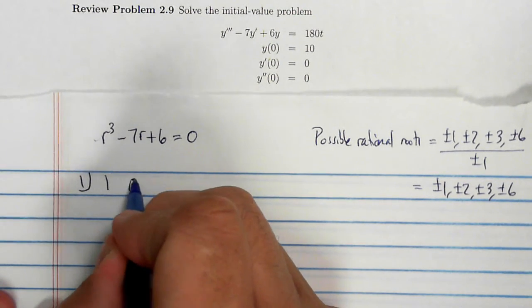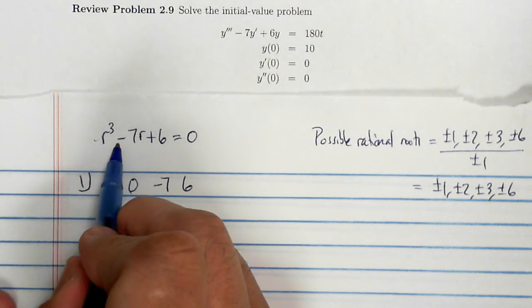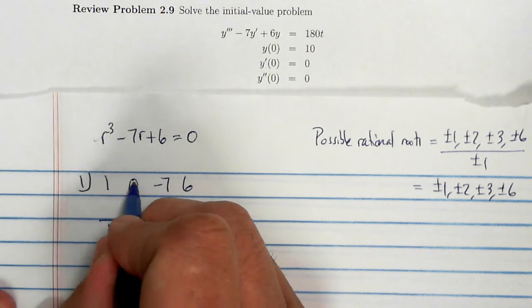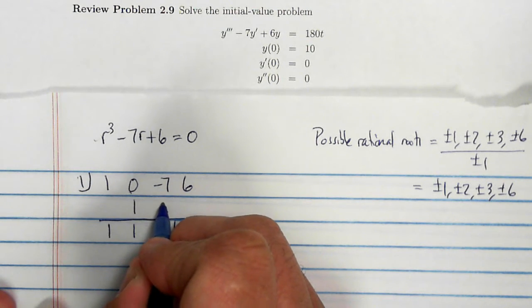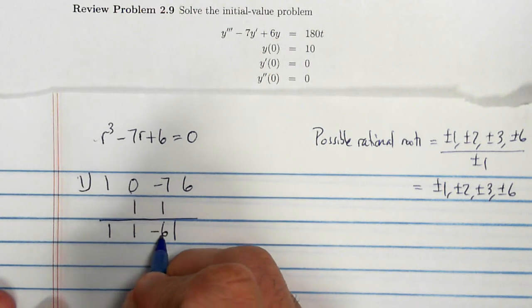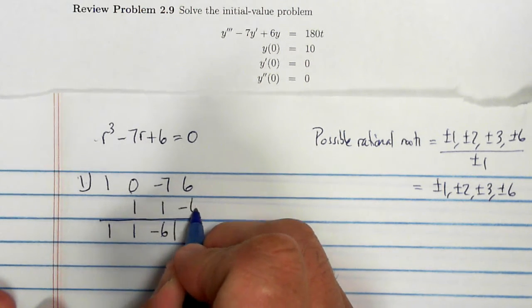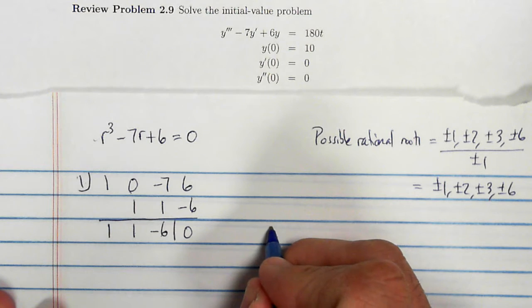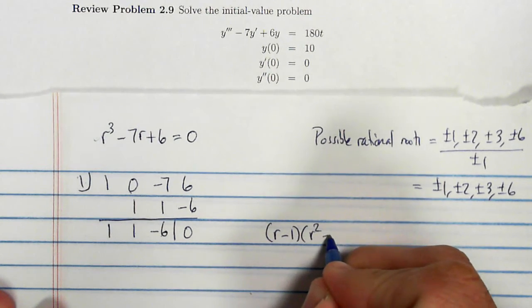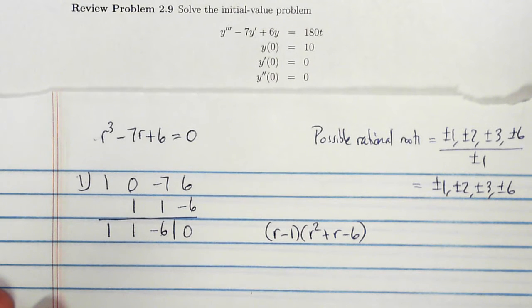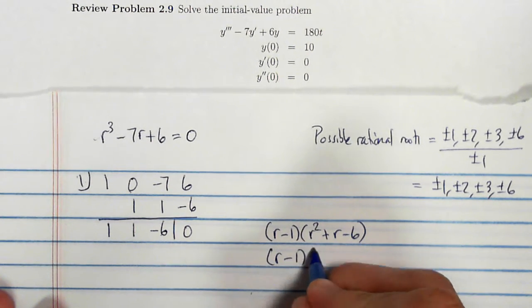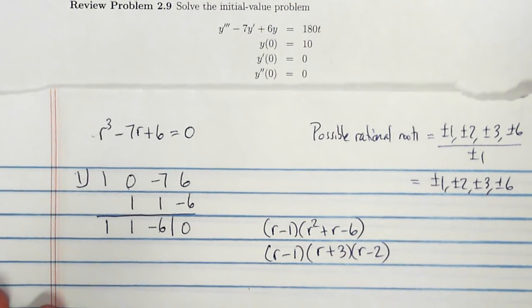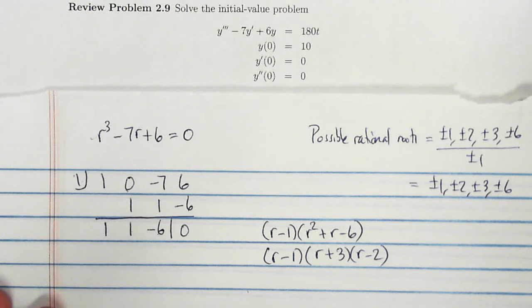1, 0, negative 7, 6. We don't forget the 0 because there's a 0r squared term here. So we have 1 times 1 is 1, adding 1 times 1 is 1, add negative 7 plus 1 is negative 6, multiply, I get negative 6, add, I get 0, and it factors. Okay, so I have the partial factorization r minus 1, r squared plus r minus 6. And so I can factor that as r plus 3, r minus 2. And so I have 3 distinct real roots of the characteristic equation.